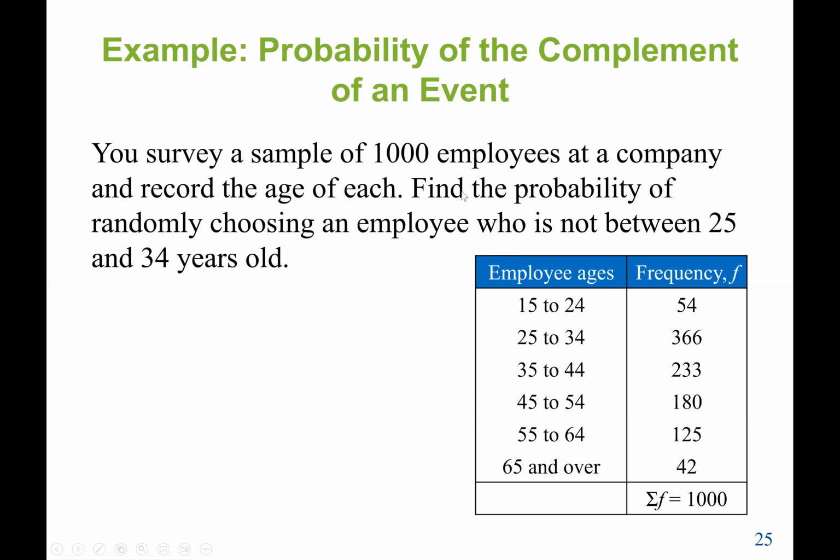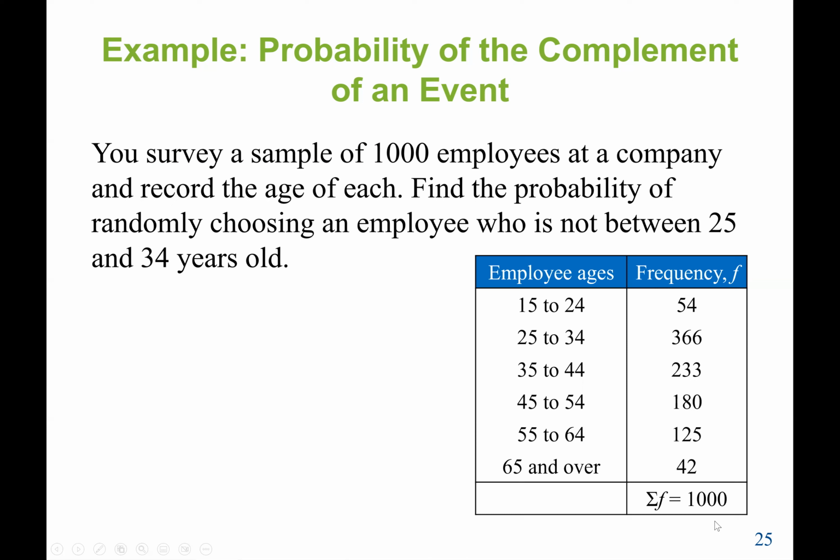Now, the question says we should find the probability of randomly choosing an employee who is not between 25 and 34. So if it's not between 25 and 34, we have to remove the 366. So we are going to add all the remaining values and divide, or I would say it will be 1,000 minus 366, divided by 1,000.